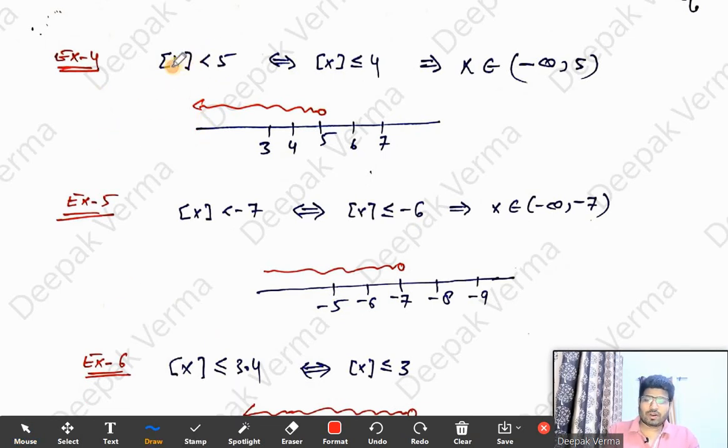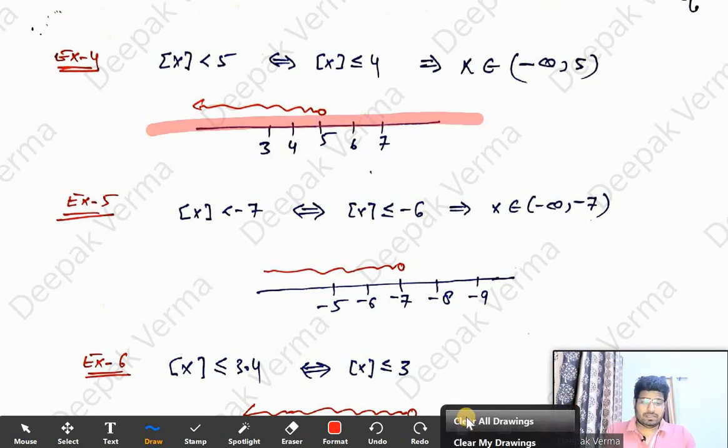if we have box x less than 5, less than 5 means first we will write like this, box x less than or equal to 4, because the integer just less than 5 is what, 4. So here we can put an equal to sign. Now the same process, x will belong to minus infinity to 4 plus 1, that is 5. Got it?